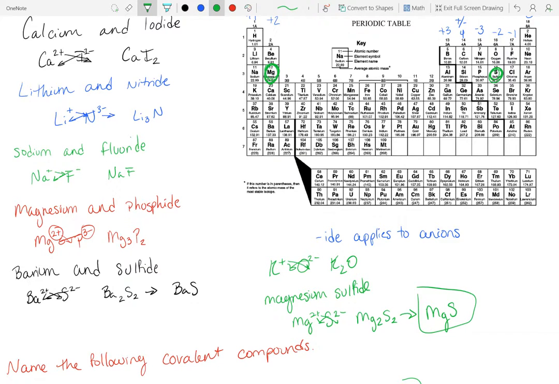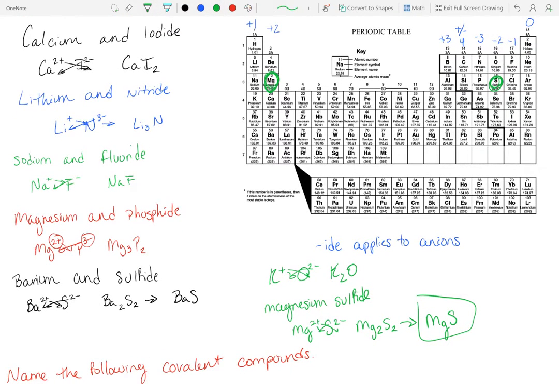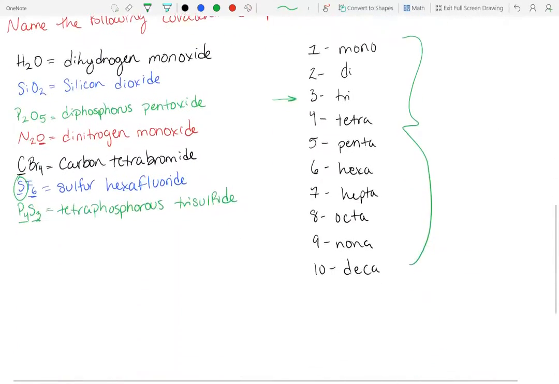All right? So you really don't need any formal worksheet to practice for this stuff. Just, you know, pick random elements. Look it up on Google. See if you get it right. And it's that simple. You could also apply it to covalent compounds, right?